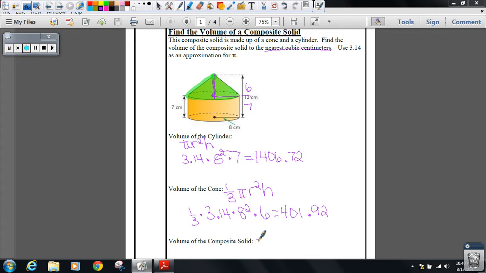Now I need to go ahead, since it wants the composite, and add that together. So when I add that together, that gives me 1,808.64. Well, we have to remember it said to round to the nearest cubic centimeter. So that's going to be approximately 1,809. And we have to put the correct label on it. It's volume, so it's cubic centimeters. And don't forget about that 1 there. That's kind of hard to see.